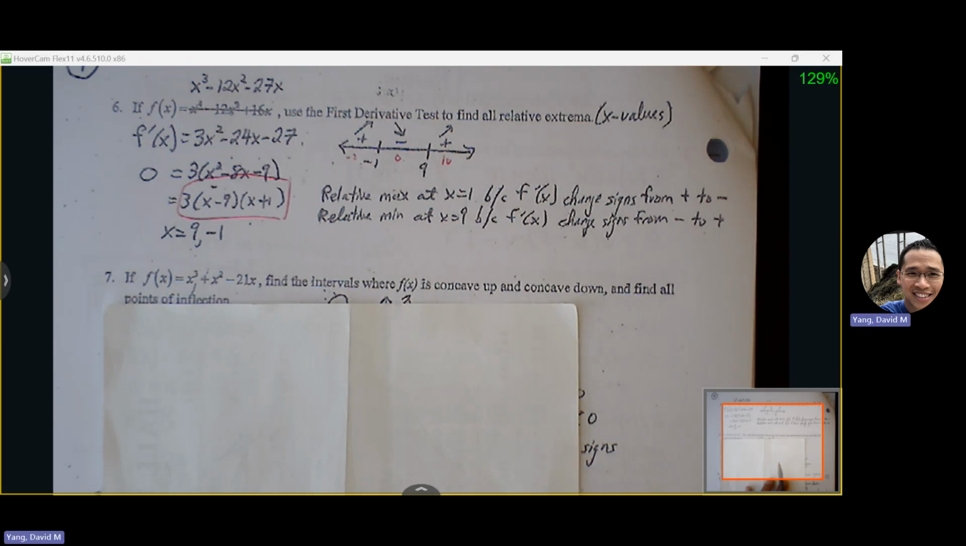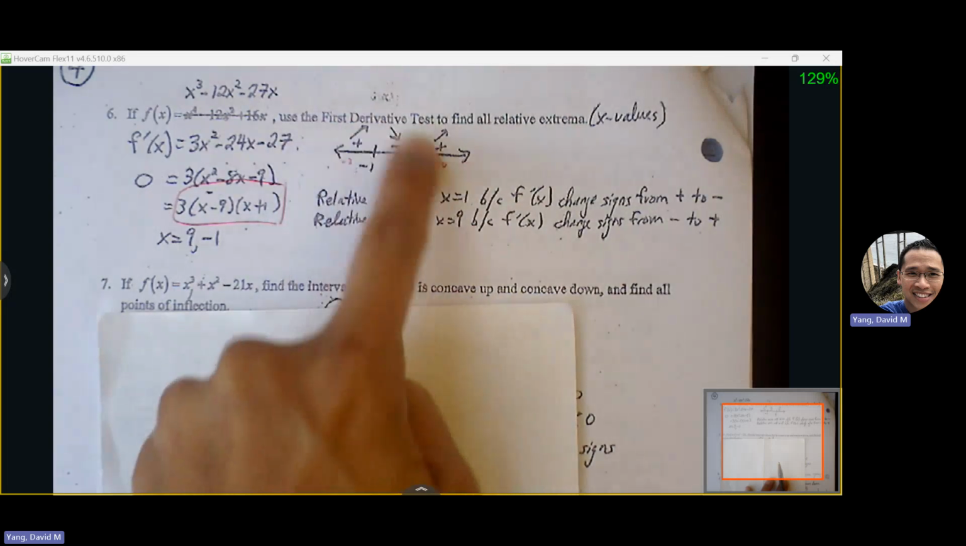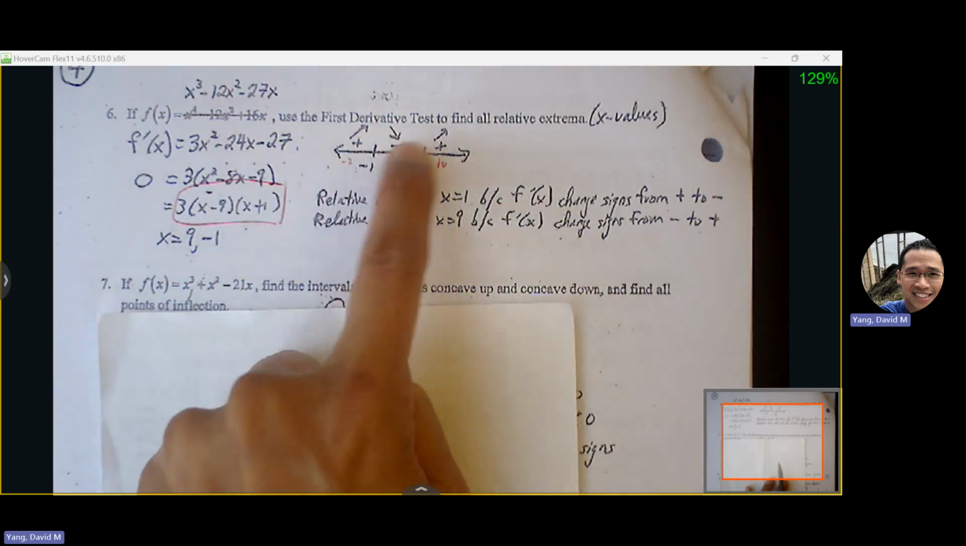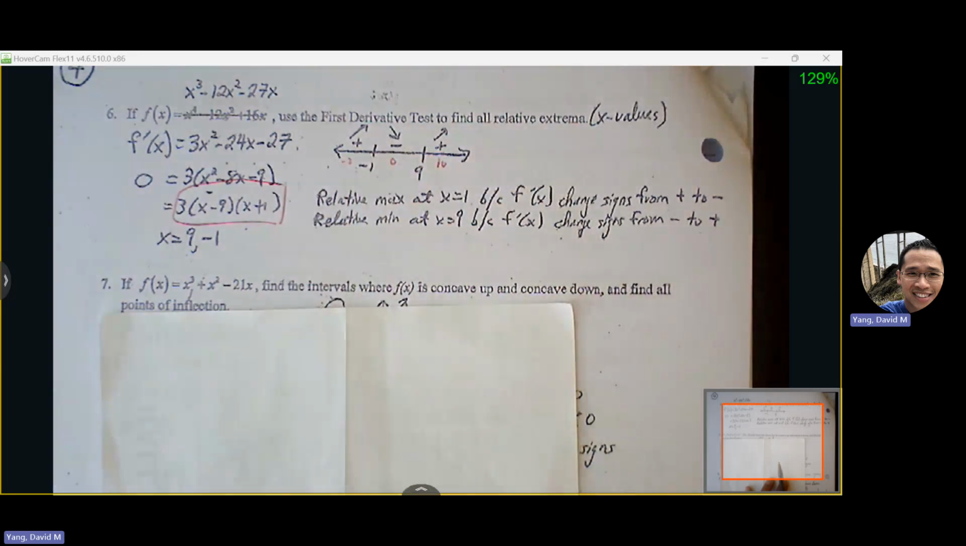Number 7 is concavity. So that is down to the second derivative level. So we're going to create our second derivative sign line. It's going to feel a lot like the process that you did here. It's just at the second derivative level. But instead of the plus and minus indicating positive, negative slope, the plus and minus will now indicate concave up or concave down. Okay, try 7.